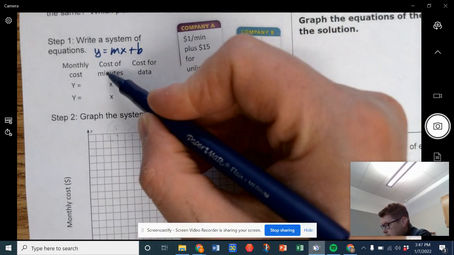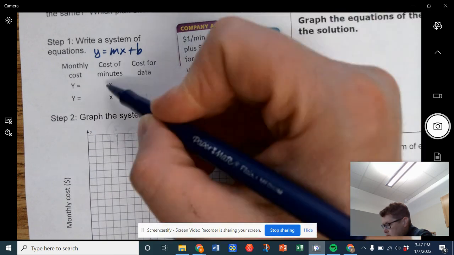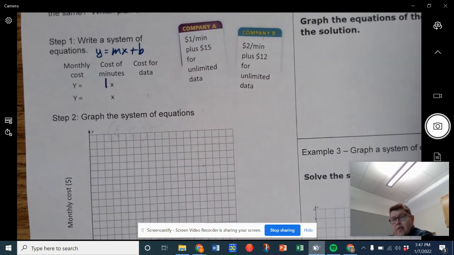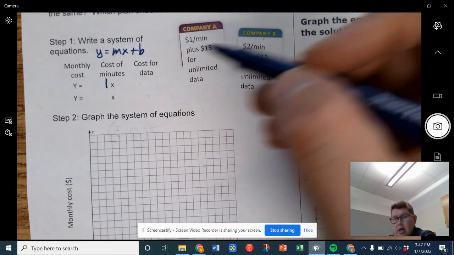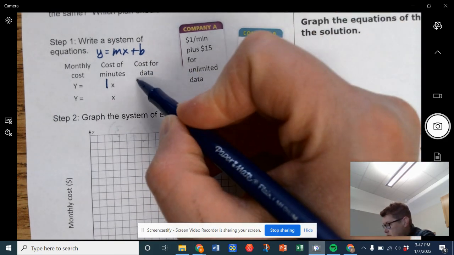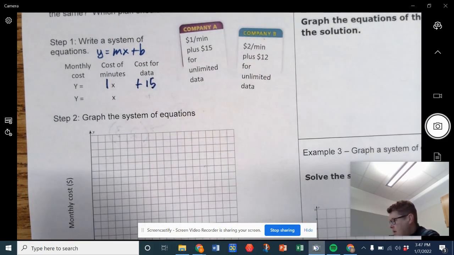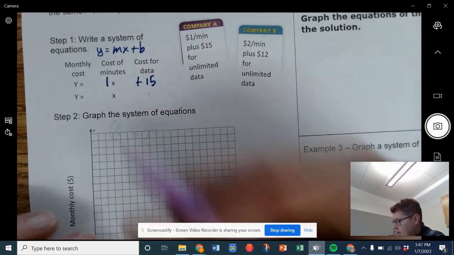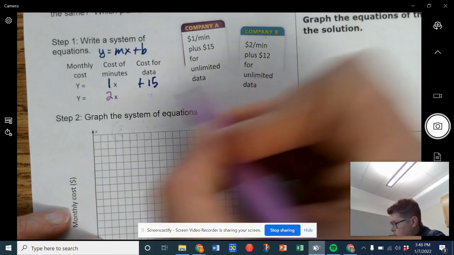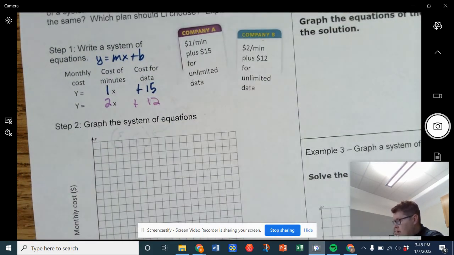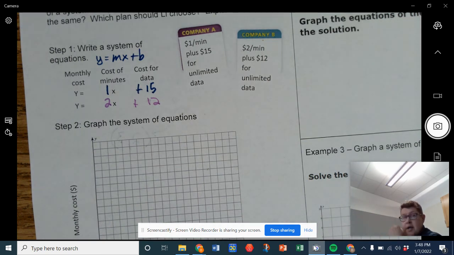Now cost of minutes is $1 per minute. This is by 1 right there. We could just leave it as x if we wanted to. And then the cost for data for this one is 15. So we just add 15 onto that. Now for the second one, it's a cost of $2 a minute plus $12 for unlimited data. So we've got our two equations right here.